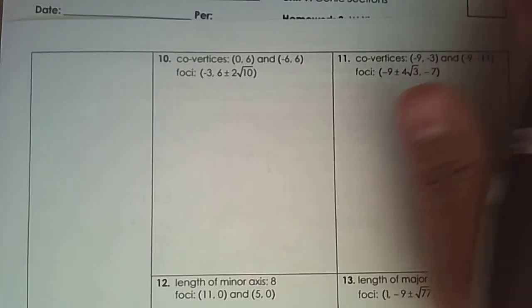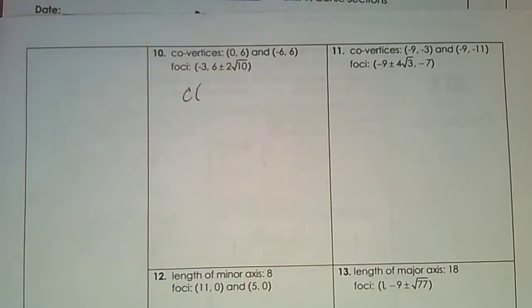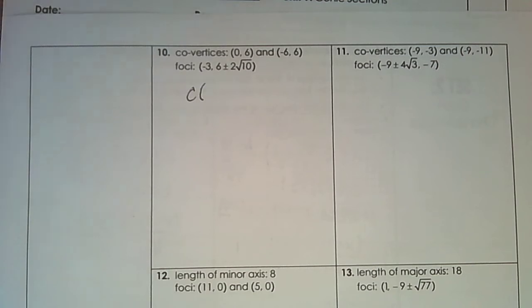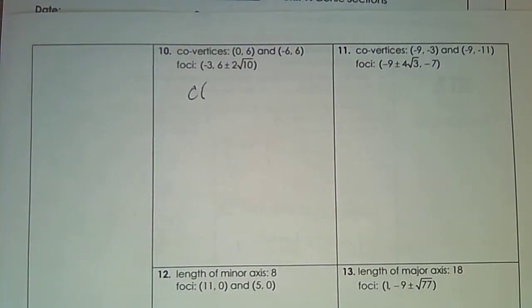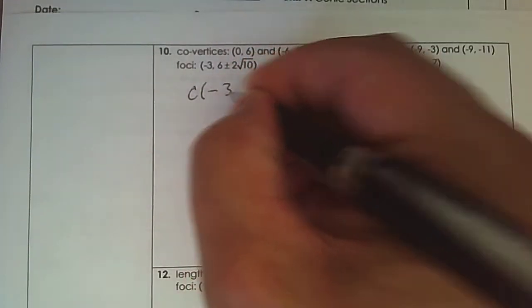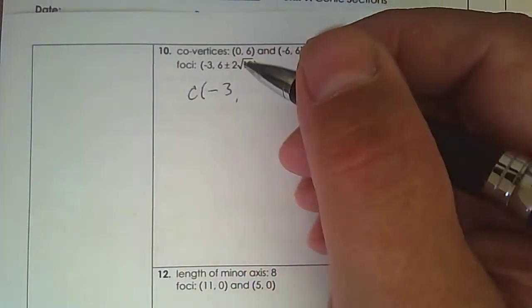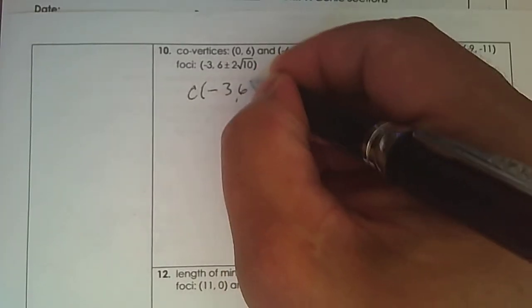The co-vertices are 0, 6, and negative 6, 6. So I need you to know, can you find the center? At this point, we should be at the point where maybe we're pressing pause. We're trying our best to do it, and then press play to see if you did it correctly. So we're going to add them and divide by 2. And the y's, well, the average is going to be 6.